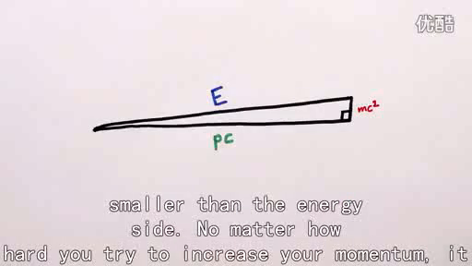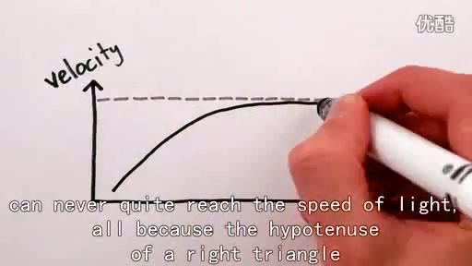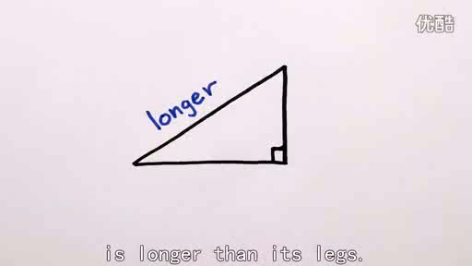No matter how hard you try to increase your momentum, it never quite gets to the point where p times c equals your energy, and thus your velocity can never quite reach the speed of light, all because the hypotenuse of a right triangle is longer than its legs.